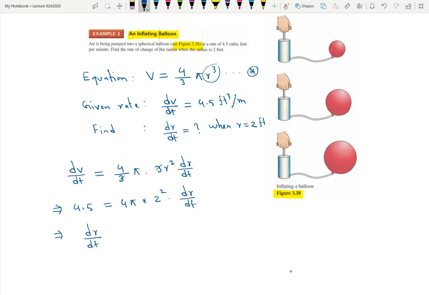So dr over dt would be 4.5 over 16 pi, which is approximately 0.09 foot per minute. So this is the answer. The rate of change of the radius would be 0.09 feet per minute.